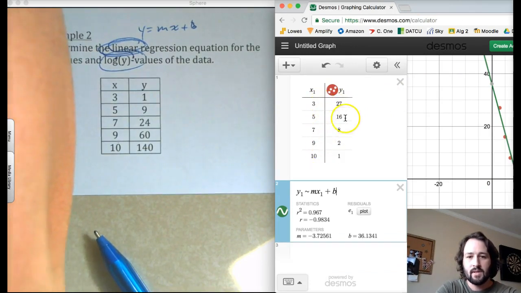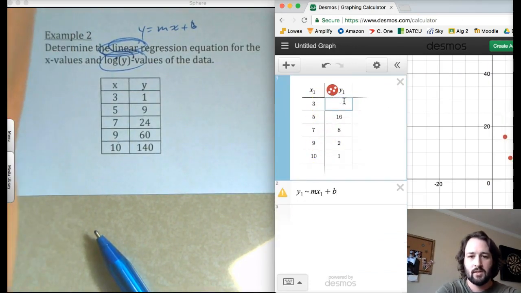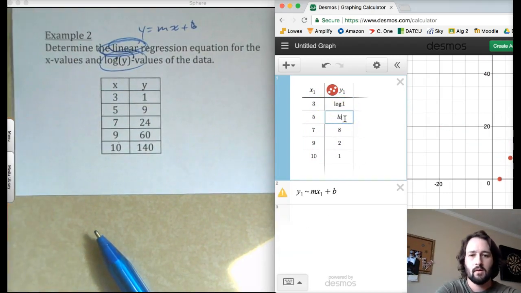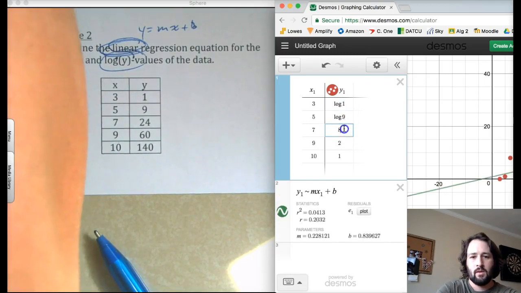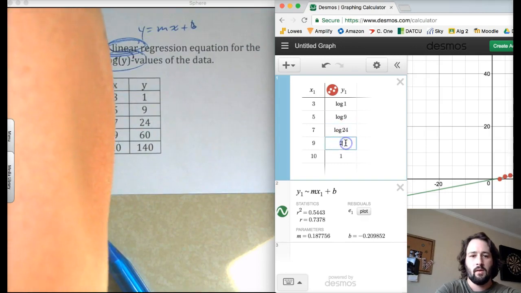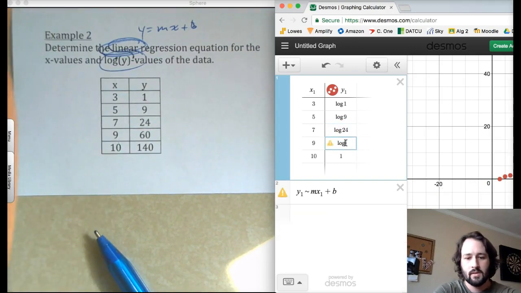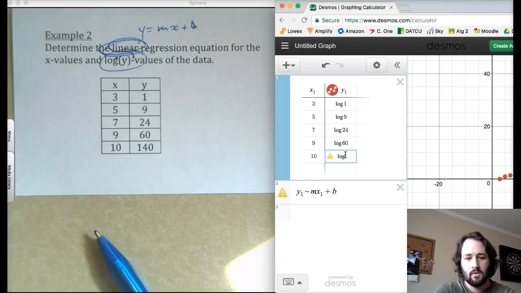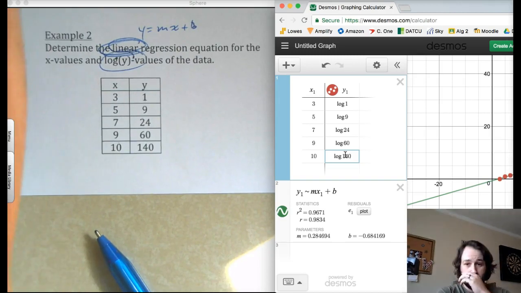So now I have 3, 5, 7, 9, 10. I was nice and I didn't change those x values, so log of 1. Cool, it did it. All right, then log of 9. Then log of 24. Then log of 60. Then log of 140. All right.